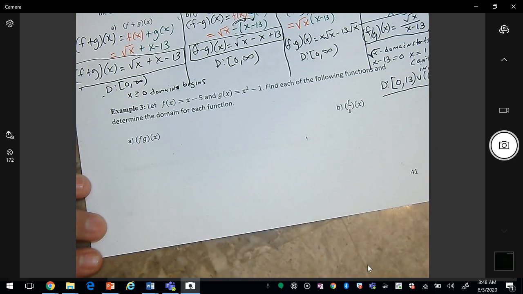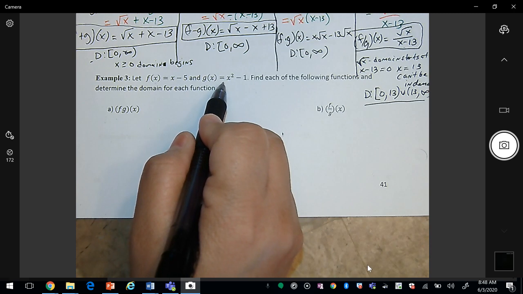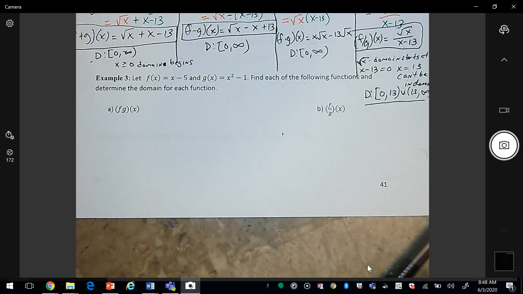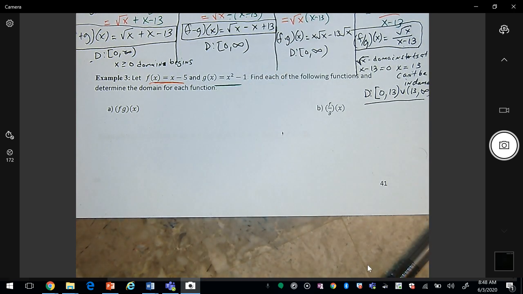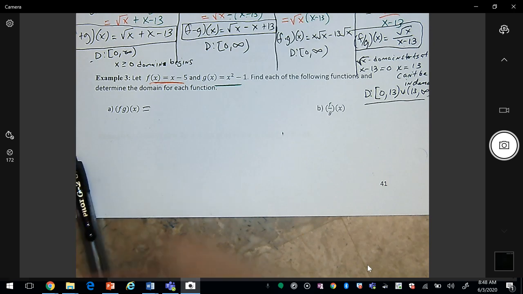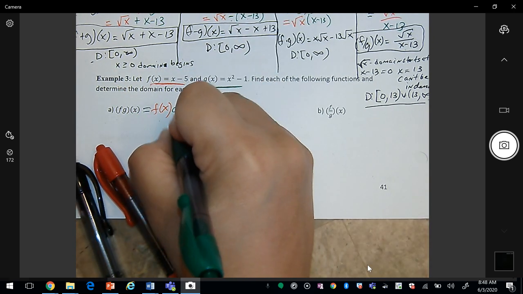Okay, the next one. We have f of x equals x minus 5. And g of x is x squared minus 1. And we're trying to find the product. So the product here is going to be f of x times g of x.